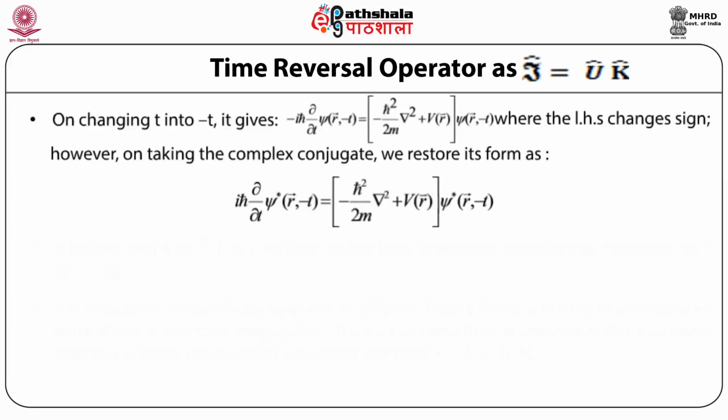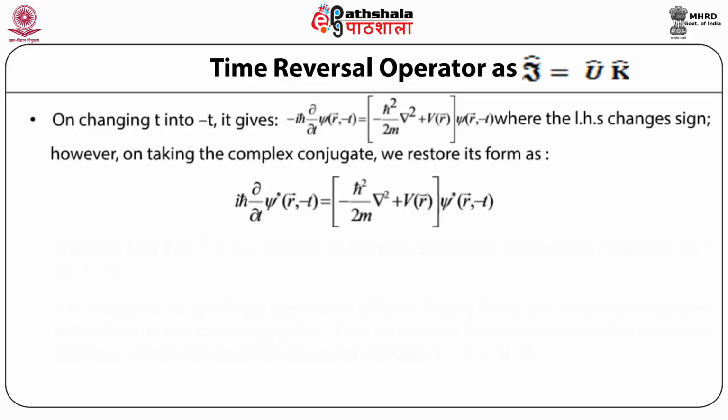Time reversal operator as a product of the operator U times operator K, where U is a unitary operator and K is a complex conjugation operator, or an operator which basically gives us the complex conjugate. So if we look at the property of the time reversal operator, then we can also study this property and its effect on the time-dependent Schrodinger equation.